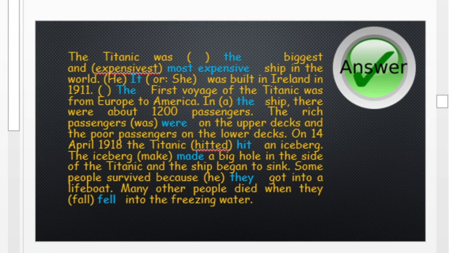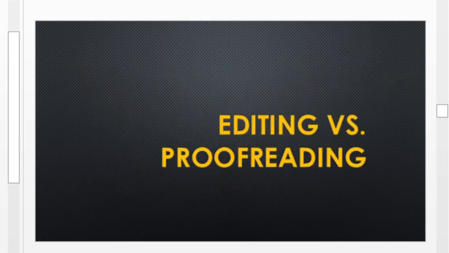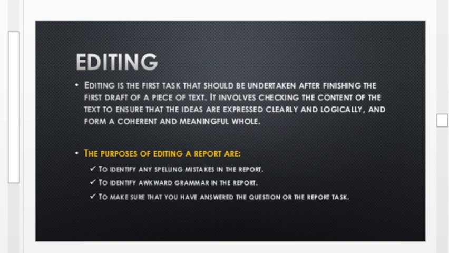Alright, so this is the correct version, or the correct answer, of the phrase about Titanic. And then in writing a report, it is also very important for you to take note that you have to go through the editing and proofreading process. So editing is the first task that should be undertaken after finishing the first draft of a piece of text. And any text is not just a report, even an essay, even thesis writing or academic writing, in articles also.